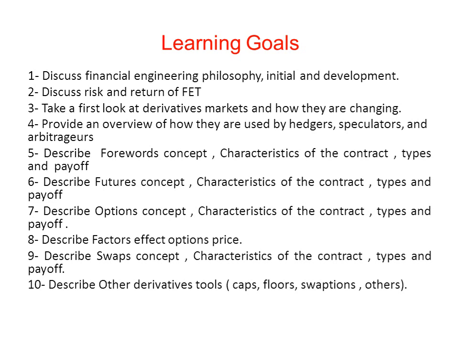Number 8, describe factors that affect options price. Number 9, describe swaps concept, characteristics of the contract, types, and payoff. Well, the last one, number 10, describe other derivatives tools like caps and floors, swaptions, and other tools.